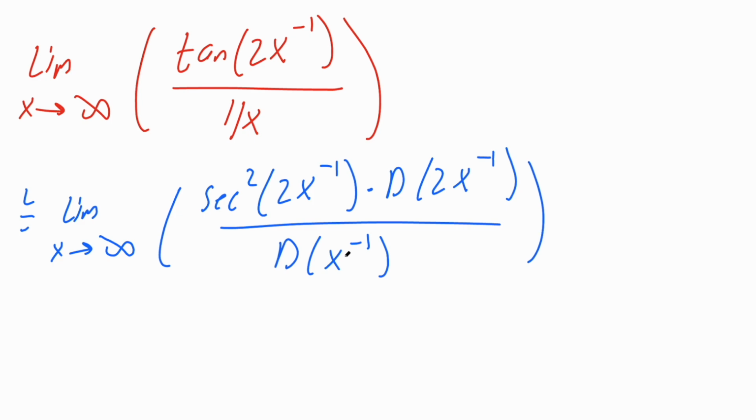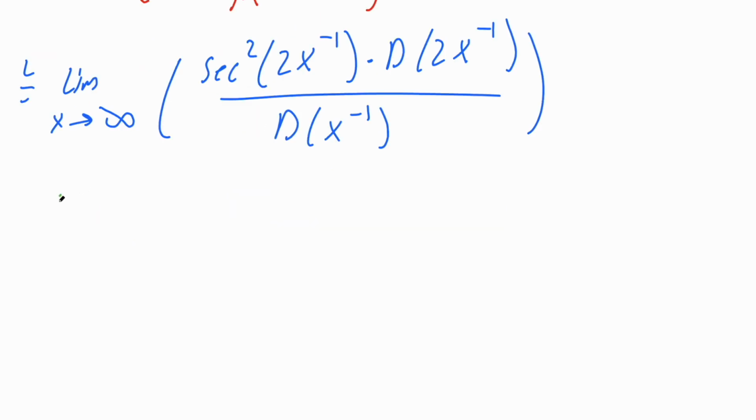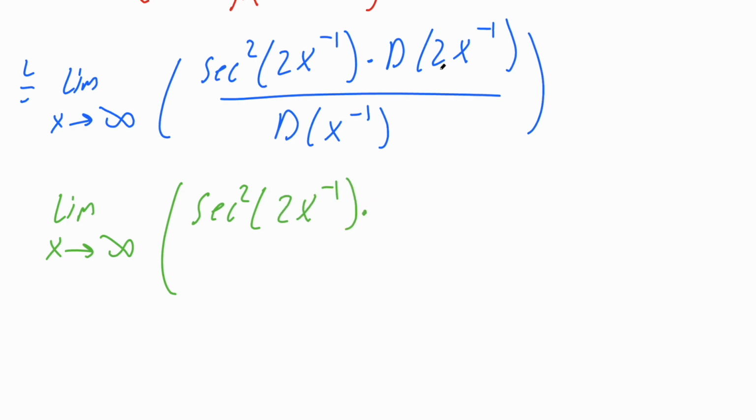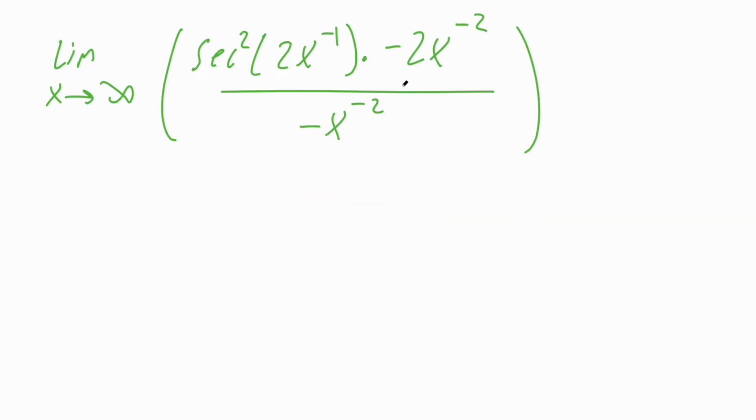I'm doing this because I think it's more obvious when you take the derivative of x raised to negative 1 than 1 divided by x. But if you're comfortable with both, then it doesn't really matter. So let's clean this up a little bit. We have the limit as x approaches infinity of secant squared(2x^-1), times the derivative of this piece, we'll get negative 2x^-2, divided by, take the derivative of this piece, we get negative x^-2.